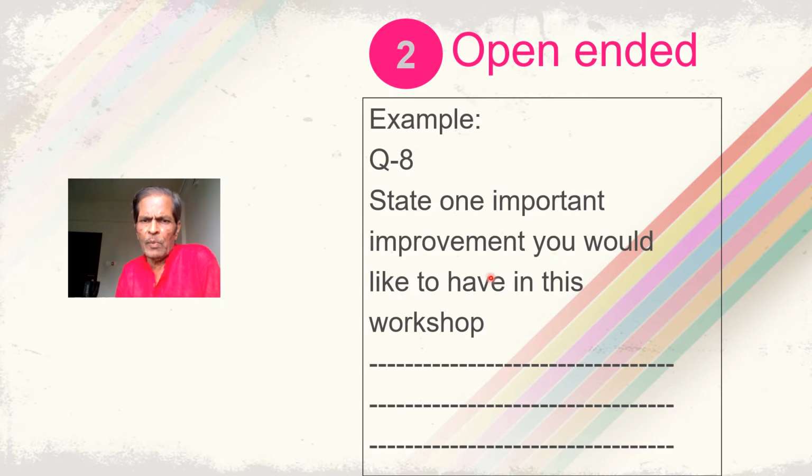State the one important improvement you would like in this workshop or in this lecture series or presentation. And there is then space for giving the answer. You can see that the space is limited to 3 lines only. And another limitation imposed is that the person posing the question has asked for only one important improvement. So the respondent may have more than one improvement in his or her mind regarding the workshop or the lecture presentation. But the person posing the question has asked for only one important improvement, and that too has to be mentioned in 3 lines only.